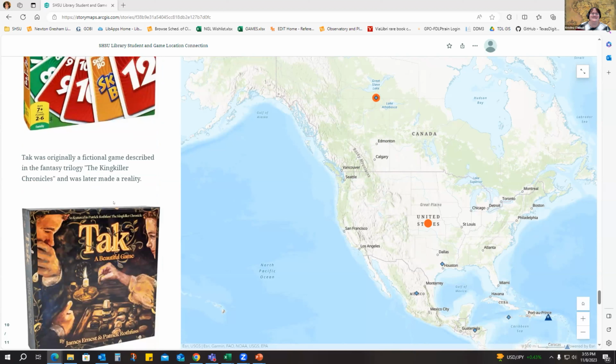TAC is one that was actually a fantasy game. It was never real, and it was described in the Kingkiller Chronicles, and then they later created it, which I thought was a very interesting background for some of these things.